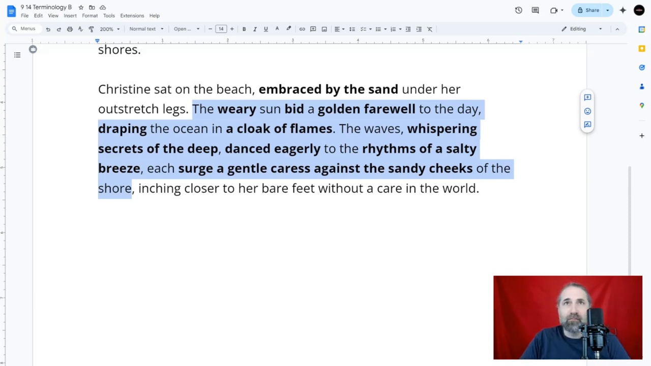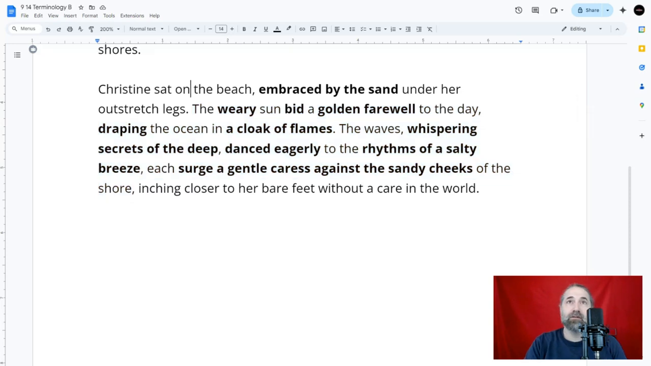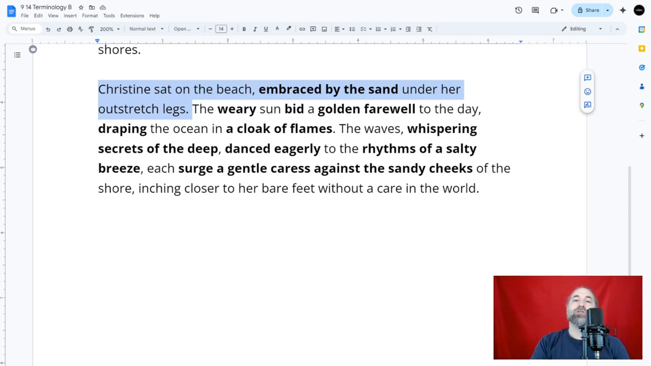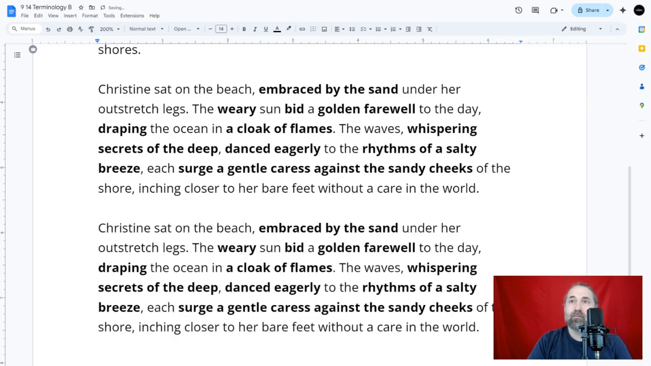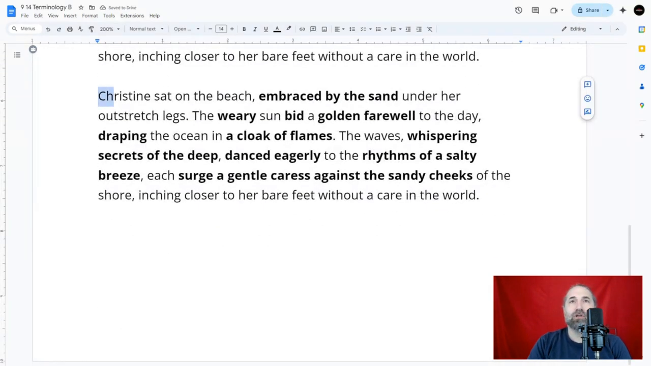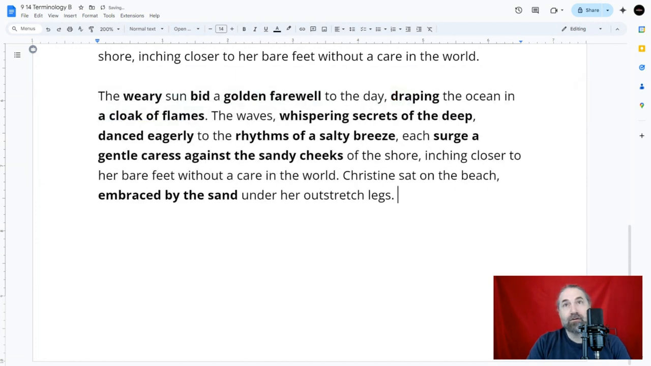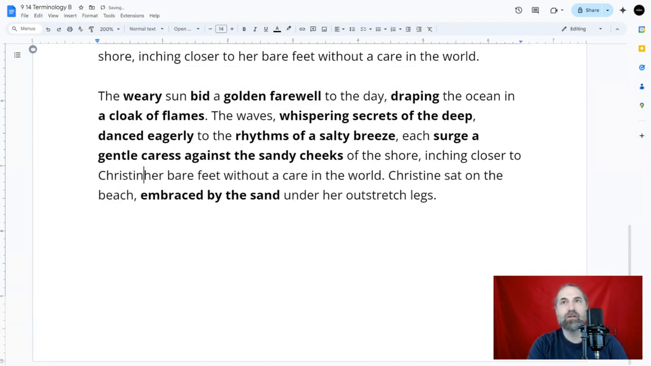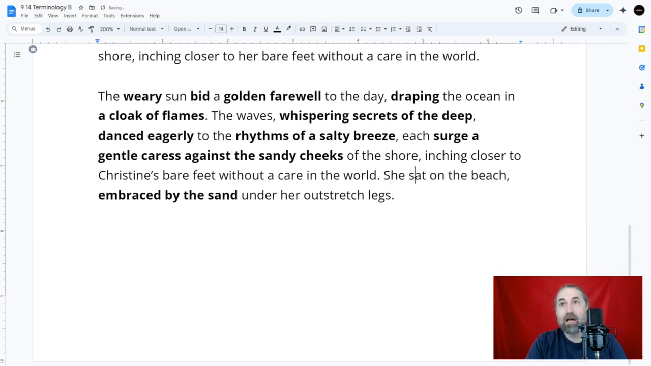Sometimes a sentence like we just did automatically makes all the other sentences now character development. So you can activate something too. I could have also done this where, instead of starting it off like that, I could say, inching closer to Christine's bare feet without a care in the world. She sat on the beach, embraced by the sand under her outstretched arms. I could do that too.